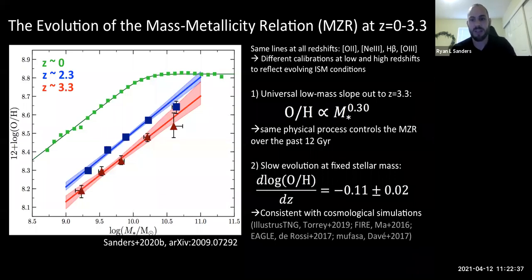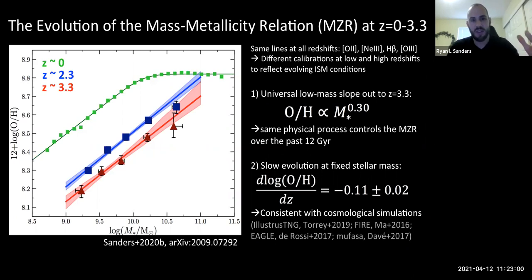And so we find that metallicity is proportional to stellar mass to the power of 0.3, which is very interesting. That's close to the scaling you expect from momentum-driven winds controlling the shape of the mass metallicity relation. This constant slope with redshift suggests that the same physical process controls the shape of the MZR over the past 12 billion years.